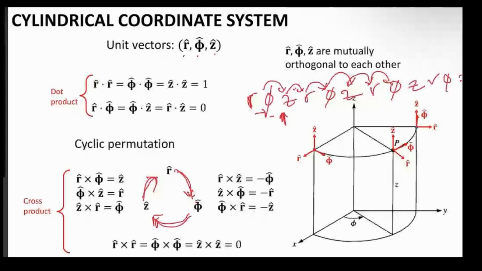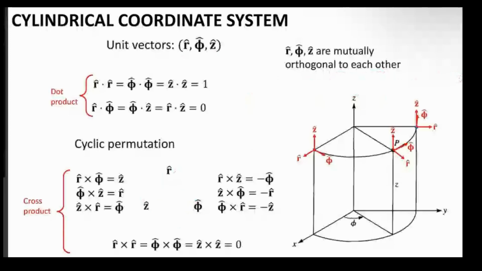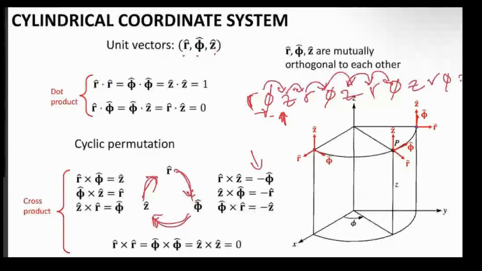If we reverse it, we will get a minus. R times Z equal to minus phi. Z times phi equal to minus R. Phi times R equal to minus Z. Okay, this is how we draw. From this one, we can draw the axes r, phi, and z as is.